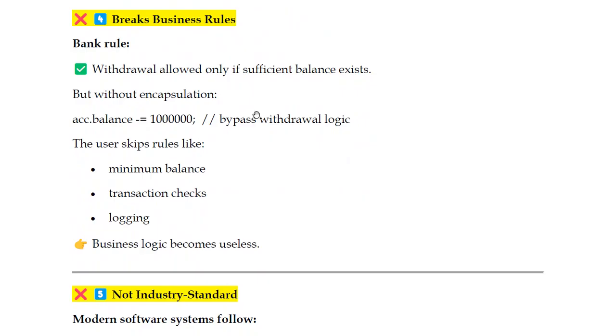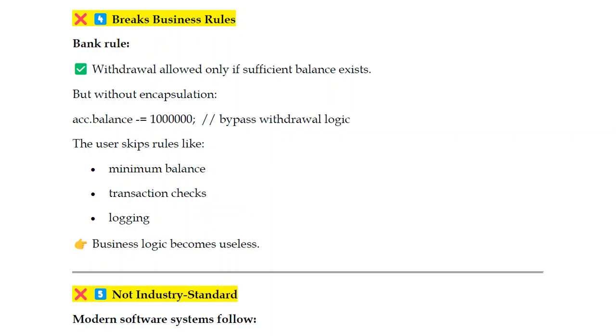The fourth one: it breaks the business rules. What is that business rule? Withdrawal is allowed only if sufficient balance exists. Without encapsulation, you can bypass the withdrawal logic. Am I right? For example, if you have a balance of minus 1 crore, how can you withdraw 10 lakh or 15 lakh? You already have a negative balance. So withdrawal is only possible if sufficient balance exists. For example, if you have 1 crore in your account and you withdraw 1 crore 10,000, it should not be allowed. So the user skips rules, because without encapsulation there is no validation at all.